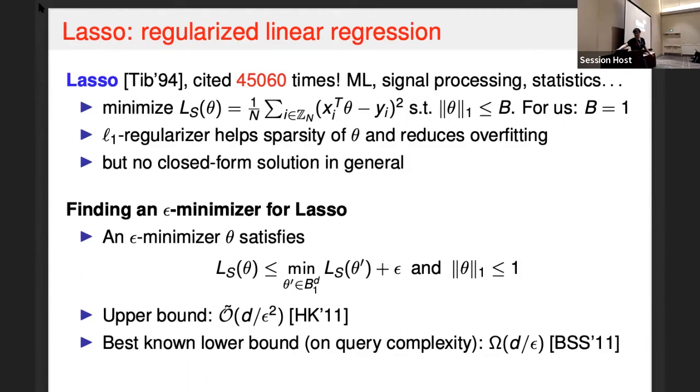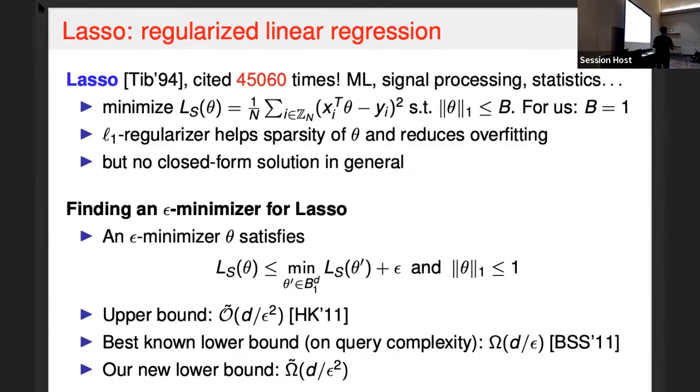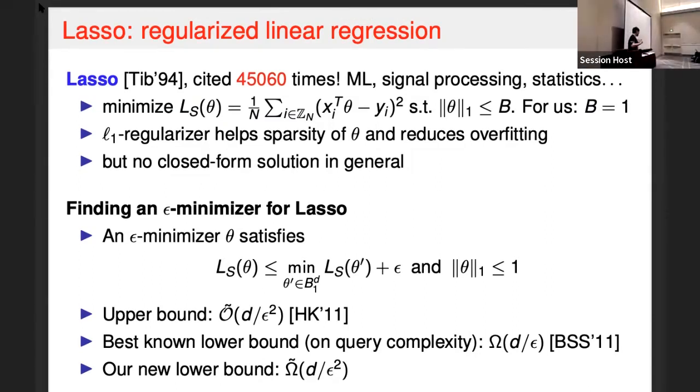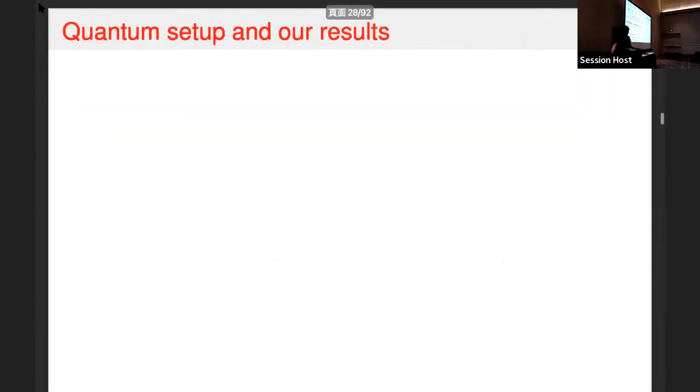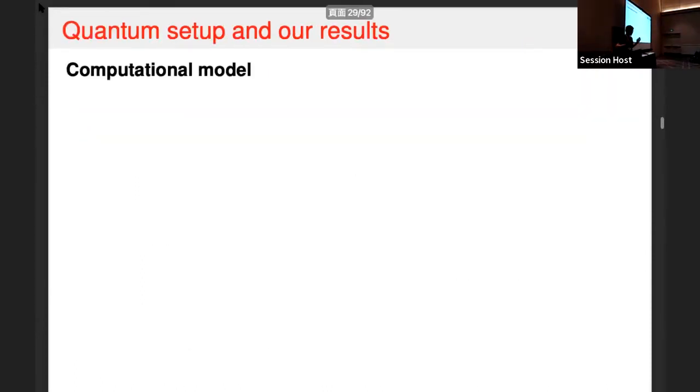And as a side project, we also have a new classical lower bound for this problem. That is d over epsilon squared. It was just done two weeks ago. But what we really want to address today is, can we have any quantum upper or lower bounds for this problem? Okay, so before we step into our result, we would like to first introduce our computational model.